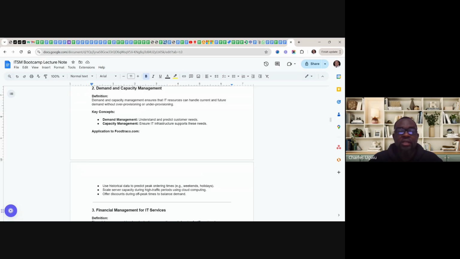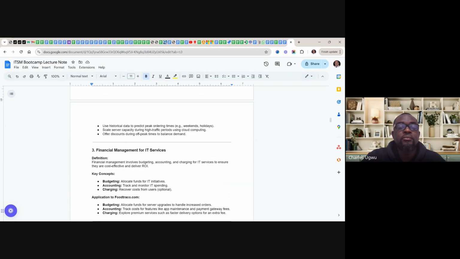Okay, let's look at another factor we can use during our service strategy: financial management for IT services. Financial management involves budgeting, accounting, and charging for IT services to ensure they are cost effective and deliver return on investment.